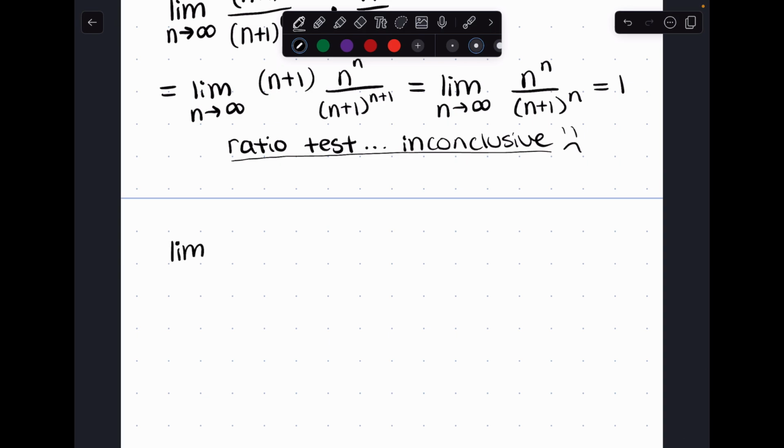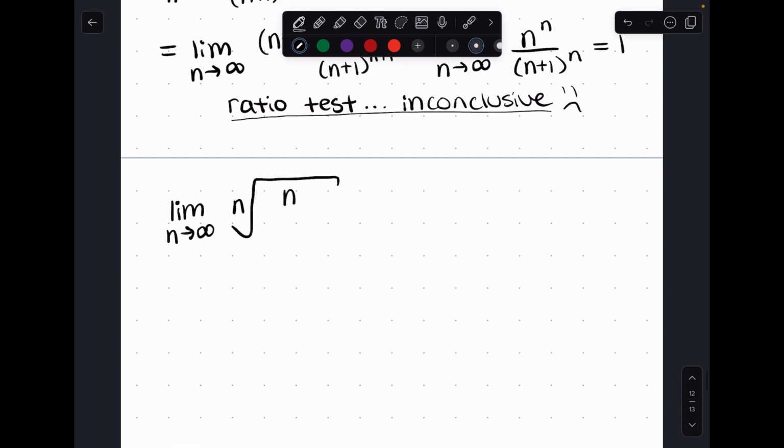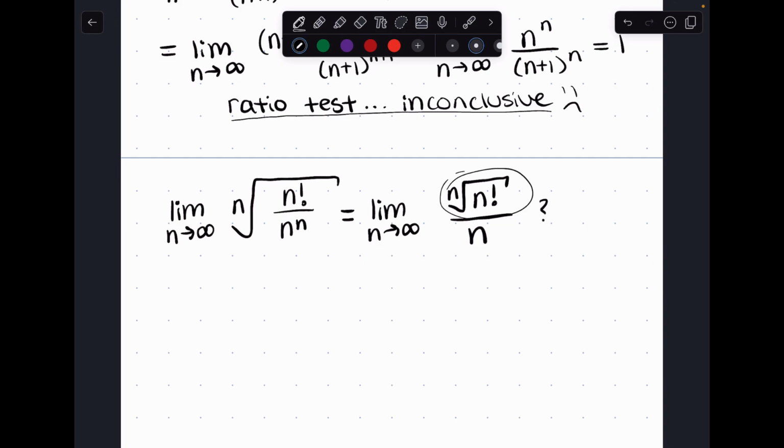So we look at the limit, n goes to infinity, nth root of n factorial over n to the n, and we're evaluating this limit. And this nth root of n factorial gives us some trouble. We've never evaluated a limit where we have a factorial in there, certainly not in Calc 1. And so we're kind of stuck here on evaluating what this is.